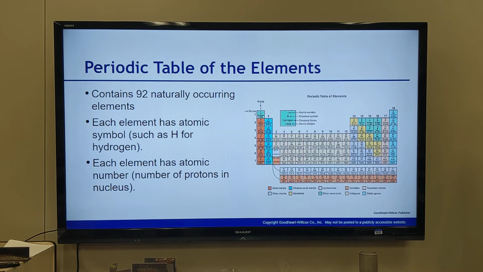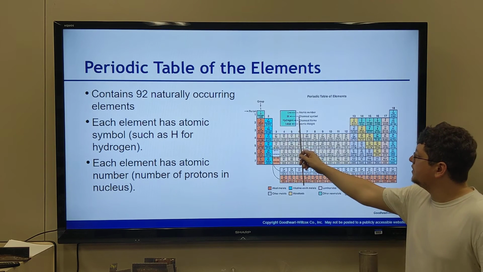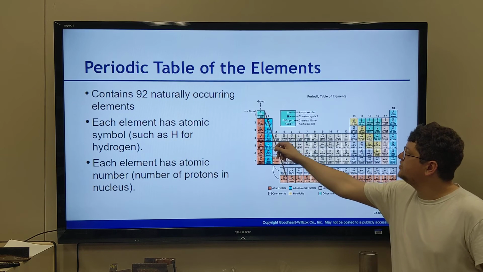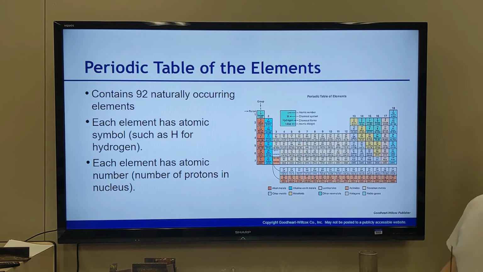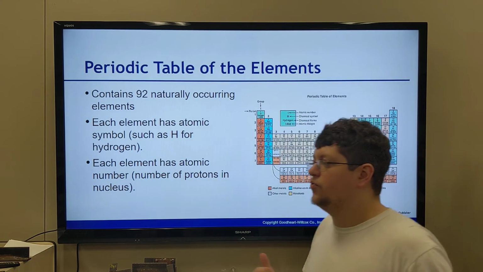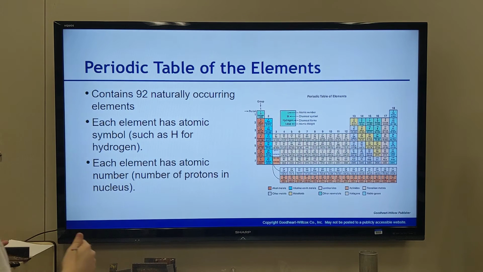The next one is each element has an atomic number. So, see right here? The atomic number of hydrogen is 1. That's how many neutrons it has. I go over to helium, it has 2. Lithium has 3. Beryllium has 4. And then it just keeps on going, and just scales down. So remember, your neutron setup is which element pretty much it is. Protons and electrons can typically change, especially your electrons.